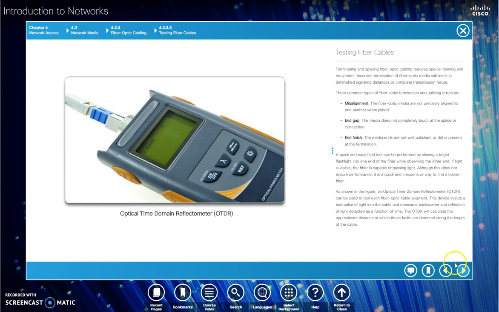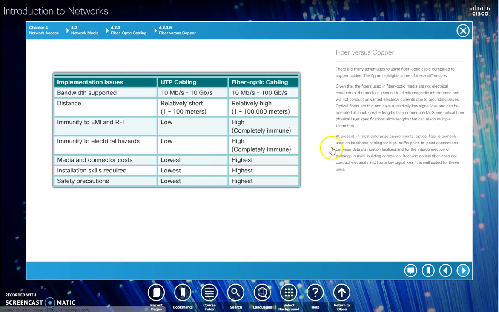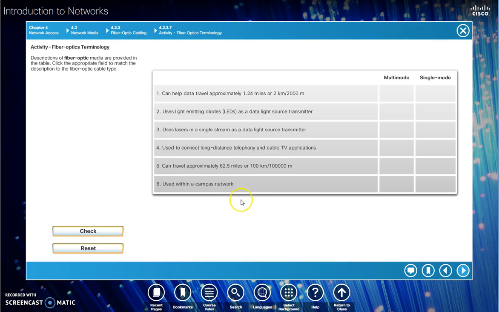Again, tester. It needs different testing equipment. We don't have any here because we don't work with it. Again, it tells you the differences. Copper is cheaper. That's a big advantage. It's slower. It's more prone to interference. But it's way, way cheaper. So that's why you see it in buildings, not outside. Try it. Do the activity.